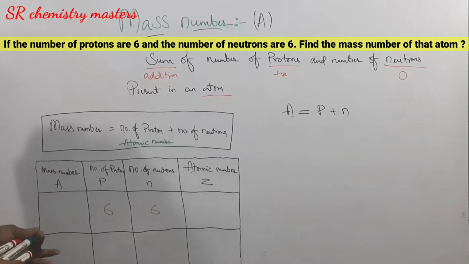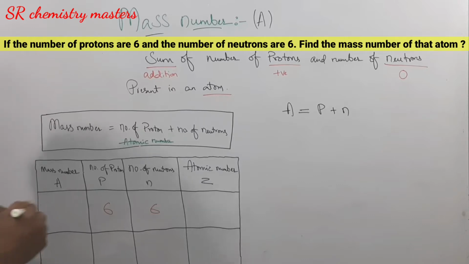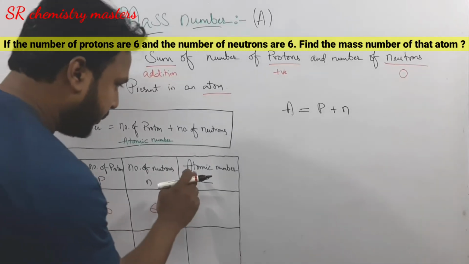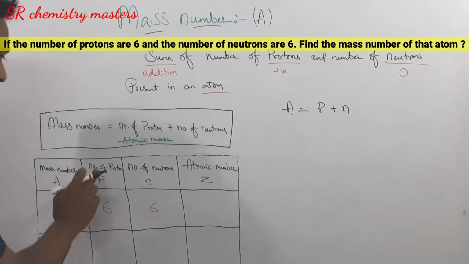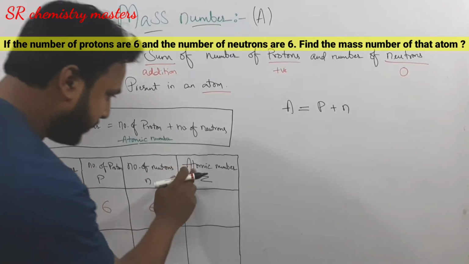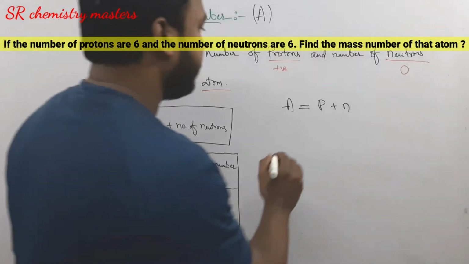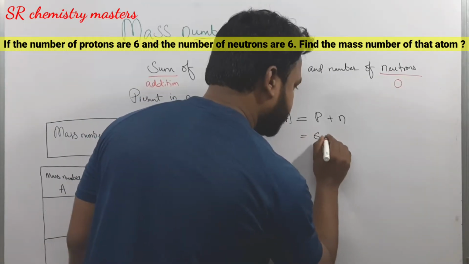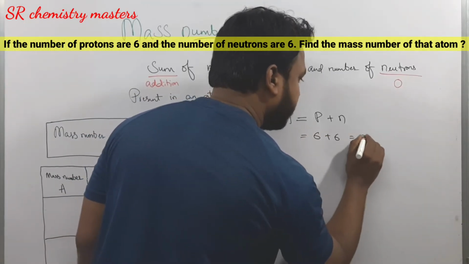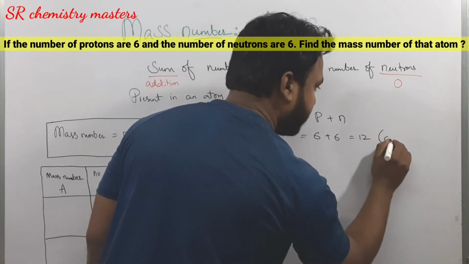So remember, number of protons is equal to atomic number. So number of protons is 6, so the atomic number in this case will be 6. Now let us calculate it. It is 6 plus 6, which is equal to 12. It is the mass number of carbon atom.